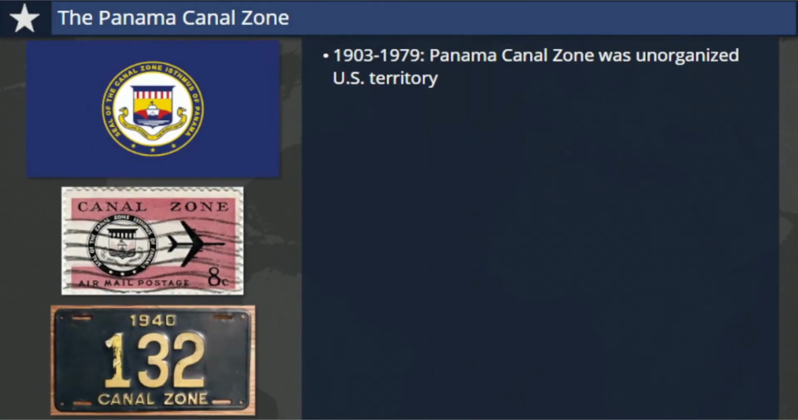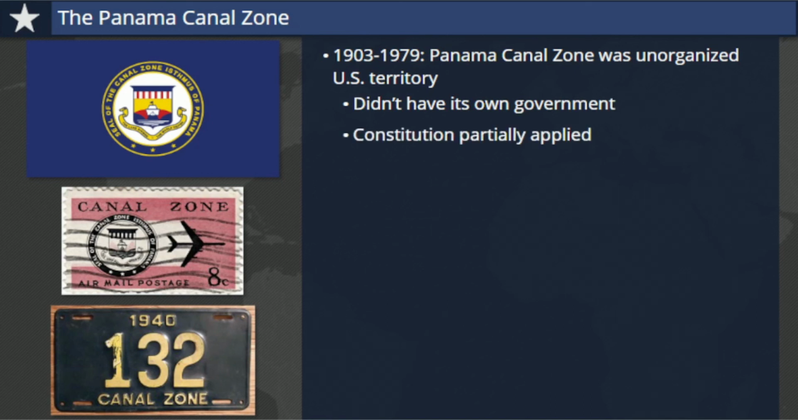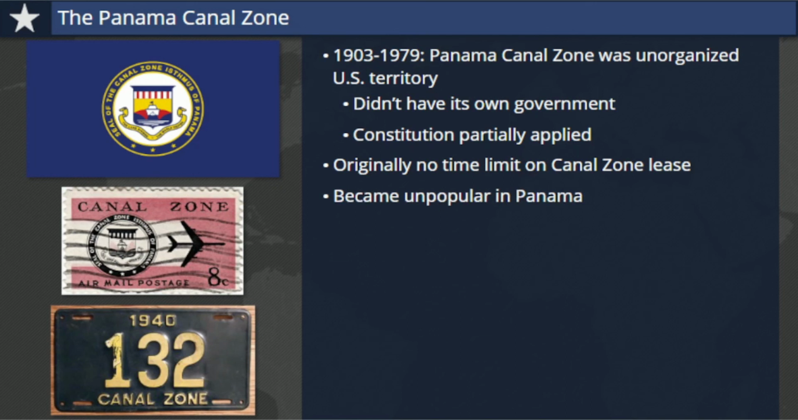From 1903 to 1979, the Panama Canal Zone was considered an unorganized territory of the United States. This meant that it didn't really have its own government, and the U.S. Constitution only partially applied there. Americans who lived there worked for the government or for the company that ran the canal. The original agreement made with Panama's government placed no time limit on the U.S. lease of the canal zone. Eventually, however, American control of the canal became very unpopular in Panama and damaged relationships between the two nations.